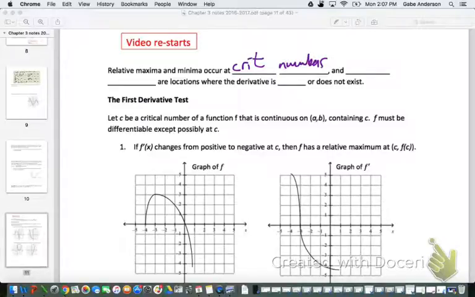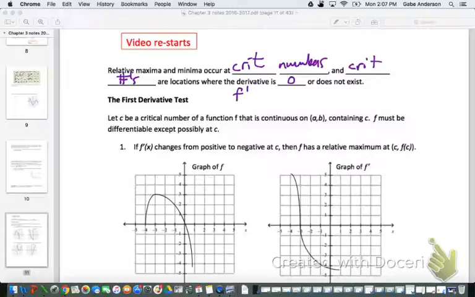And let's keep going here. Relative maxima and minima occur at critical numbers, and critical numbers are places or locations where the derivative of whatever it is, maybe f prime or g prime or whatever we're looking at, is 0 or does not exist. So when we're talking about relative extrema, we're only concerned with critical numbers. There won't be any endpoints to deal with like we have in the past.